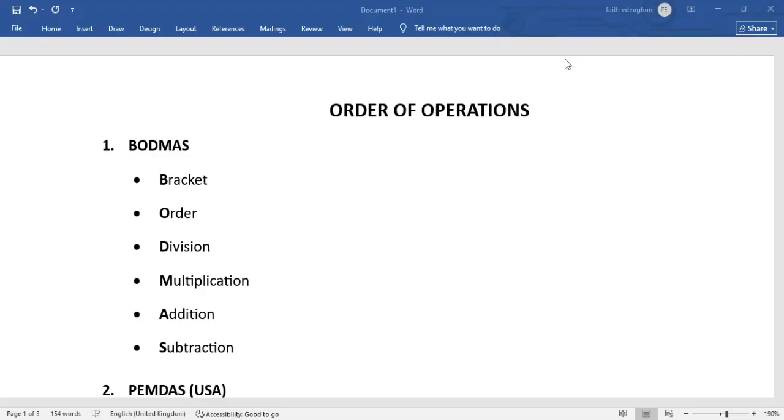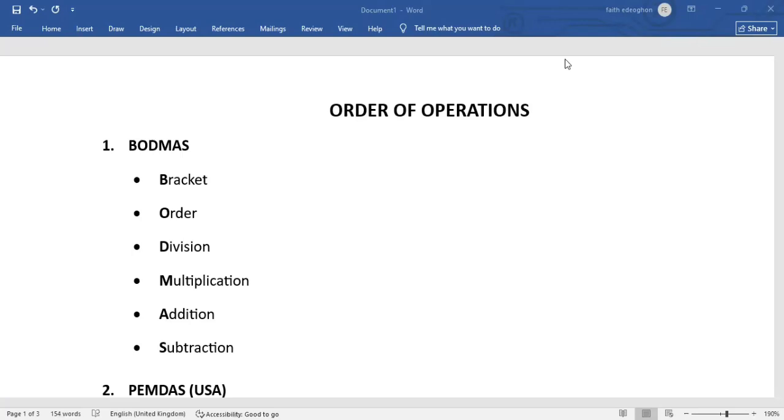So in today's video, we will be solving basic operations, that are addition, subtraction, multiplication, and division, in the right order using the order of operations. So order of operation is just you solving your basic operations in the right format, in the right order. And the order of operation that is mostly used is called BODMAS. It is commonly called BODMAS.